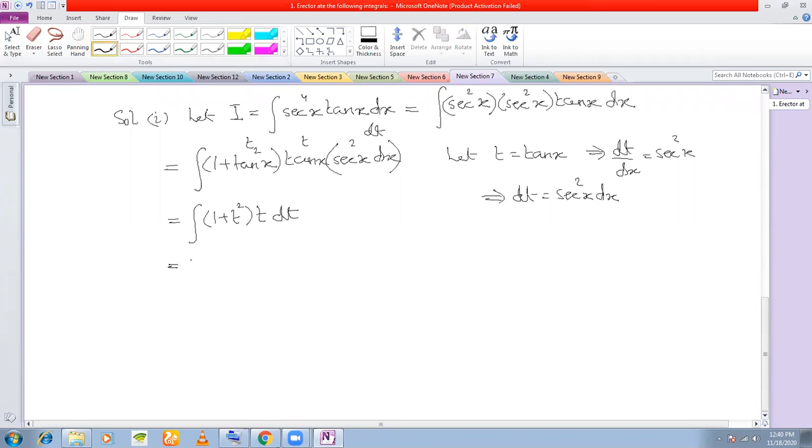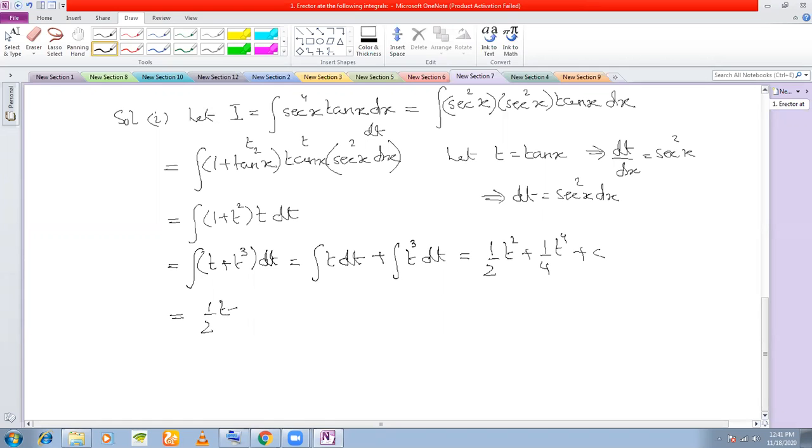So now what happens? How will I evaluate this integral? You can write this as t plus t cube dt, which is integral of t dt plus integral t cube dt, which is half t square plus 1/4 t to the power of 4 plus c. Now you can put back the value of t. So half tan square x plus 1/4 tan to the power of 4x plus c. Okay, so this is how you evaluate the first integral.